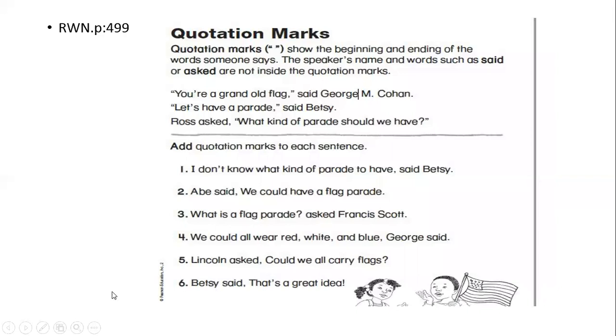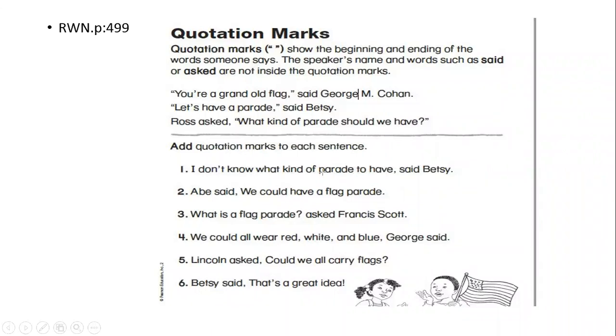Okay, we can go to our book, page 499. We need to add quotation marks for each sentence. Let's do it together. To do this, we should specify the exact words said by the person.